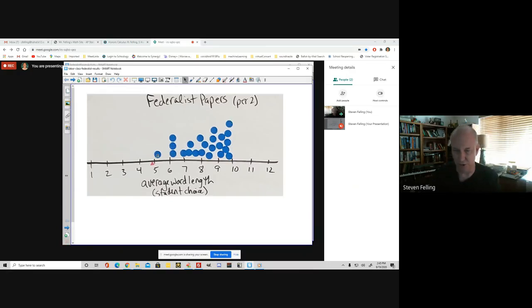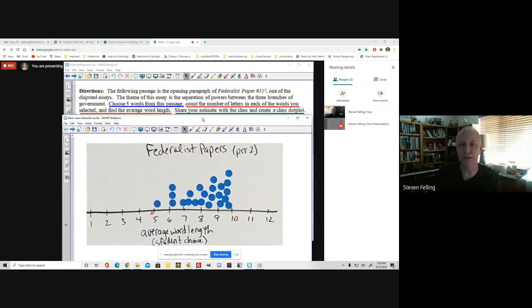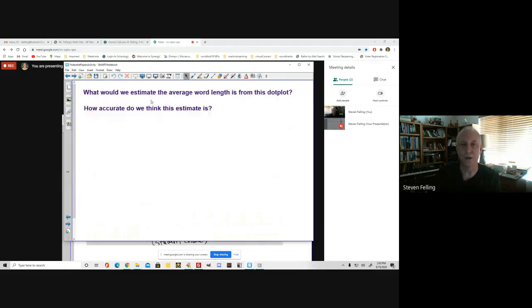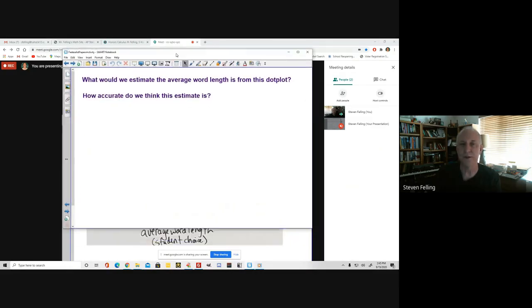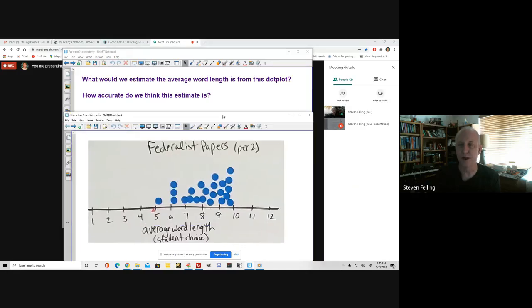So for example, this blue dot means this person had an average of about 5 letters per word. These people had about 6. These people had 8.5. These people had close to 10 letters per word. So this is the data that we collected. And we could ask a question, which is, let me go to the next screen. What would we estimate the average word length is from this dot plot?